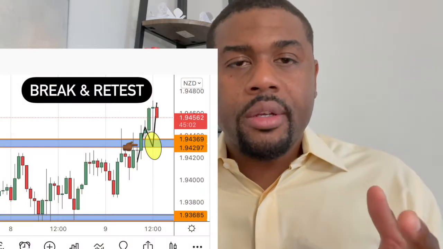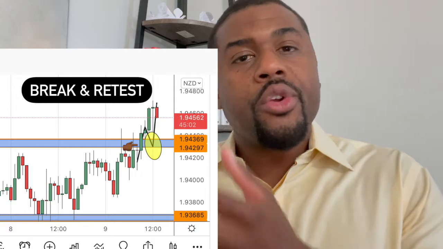Okay. You're going to wait for the support. You're going to wait for the candle to break that resistance zone, and then it's going to retest that resistance zone. And once it retests that resistance zone and then continues up, that resistance zone now becomes your support, your newfound level of support, your new floor.